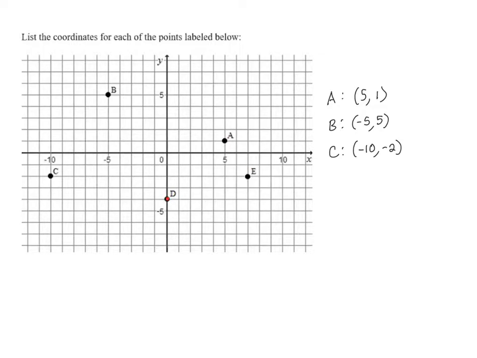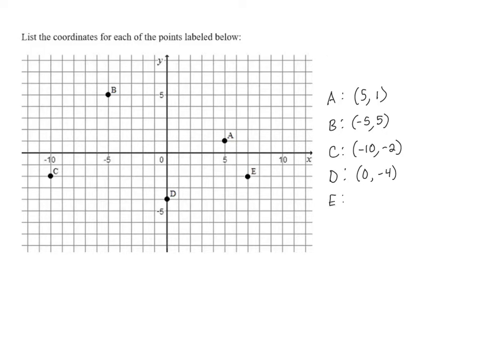If we look at D, D is on the y-axis. That means it hasn't gone to the left or to the right. So the x-coordinate is going to be 0, because there's no horizontal movement there. Now the y-coordinate, if we look there, we've gone down 4 units. That's -4 on the y-axis. So the y-coordinate is going to be -4. That tells us that D is at 0, -4.